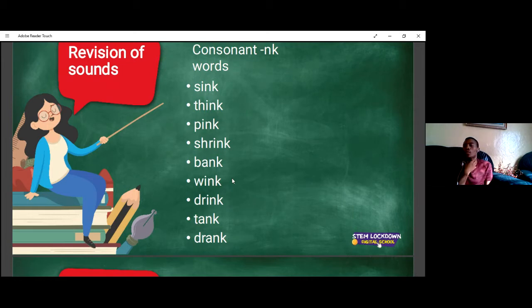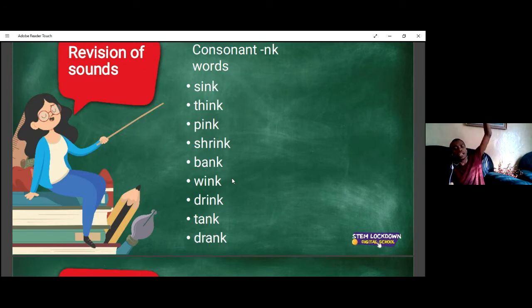Drink is what we do when we want to have water or juice. We drink when we're putting a liquid in our mouth. So when you put water in your mouth, you're drinking. Tank is where we store, like a water tank or a petrol tank. That's where you put a lot of petrol or water.